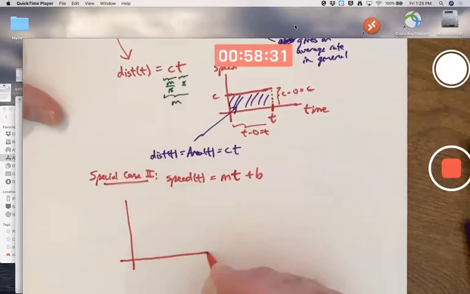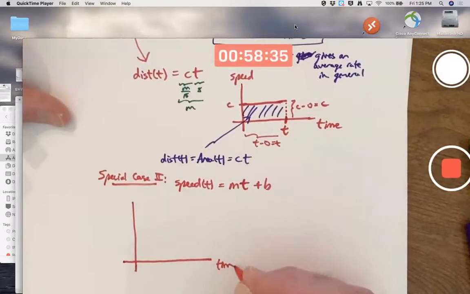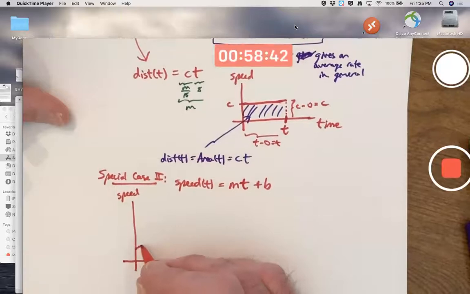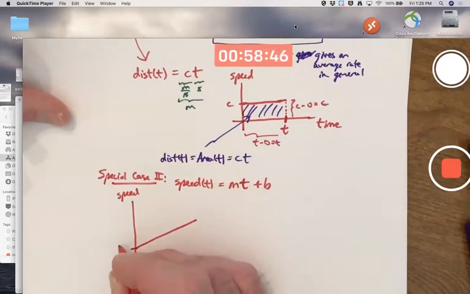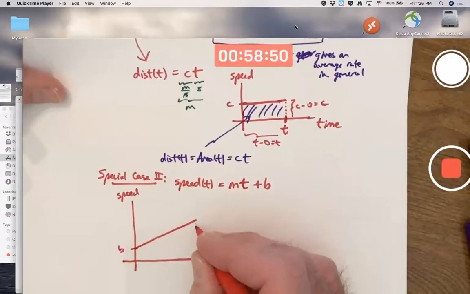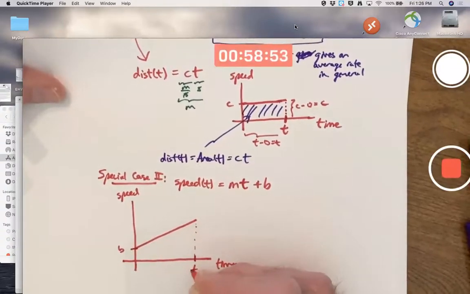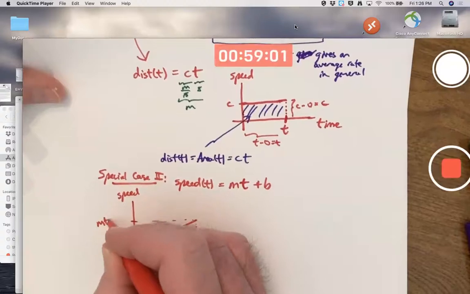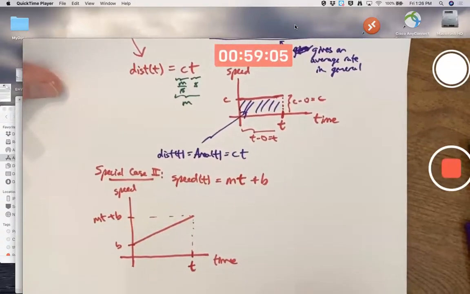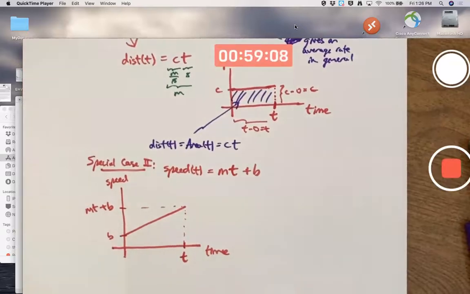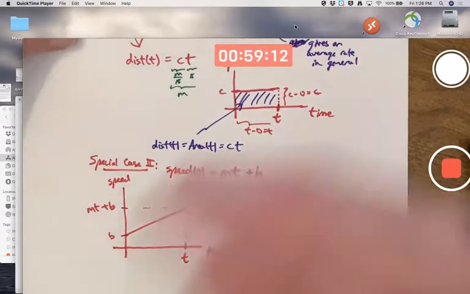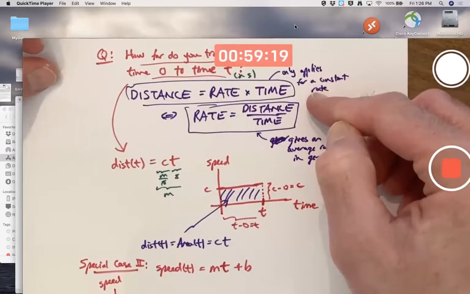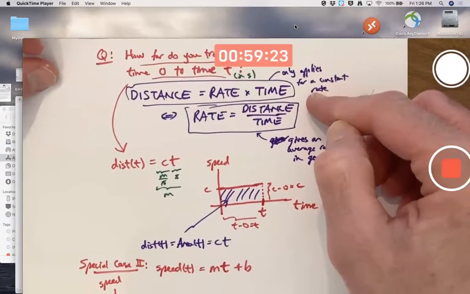What's the distance traveled is the question again. Let's pretend m is positive, and so the slope is positive here. This intercept is b. Let's say this is my specific number t. This number here would then be mt plus b. What's the distance traveled? Well, I can't use this formula anymore because it only applies when it's a constant rate. However, I can use it if I kind of cheat.